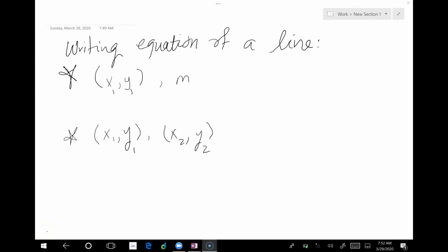Hello everyone, our lesson for today is writing equation of a line. To write equation of a line, I'm going to give you two different examples.